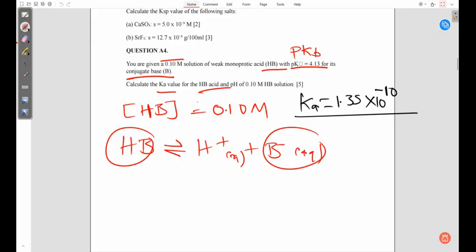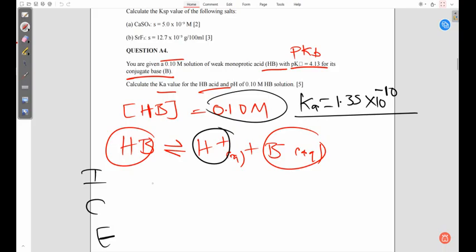So what do we do now? We're trying to find the pH. The pH, as we know, is dependent on the concentration of the hydrogen, or the hydronium ion if you want. So how do we find that concentration? We've been given the concentration of the acid at start, so let's come up with the ICE table. The concentration at start was 0.10. For the products, we didn't have anything at start.